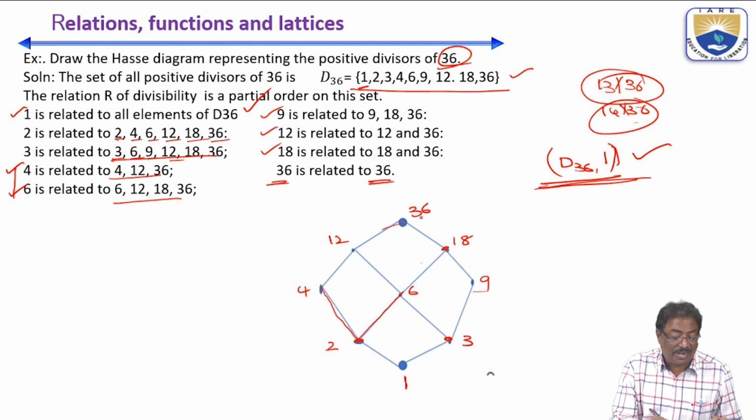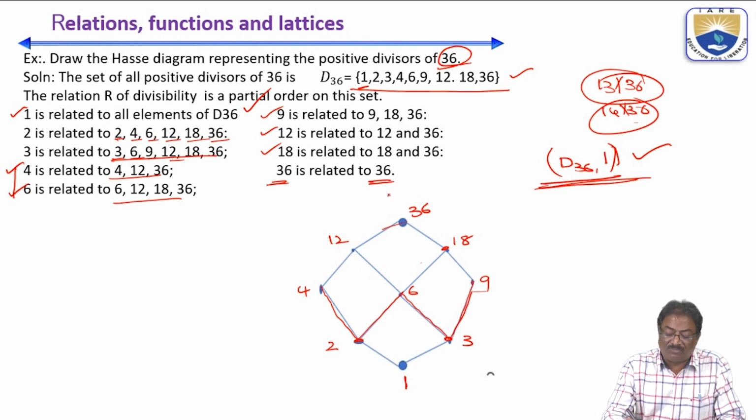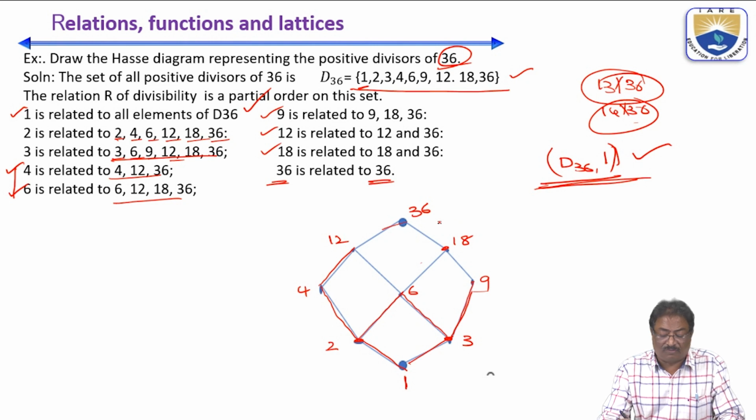Whereas 3, if I am considering, 3 is related to 3, 3 is related to 6, and 3 is related to 9. Of course, by transitiveness, the above elements are also related. Now coming to 4, 4 is related to 4, and 4 is related to 12, and 4 is related to 36 by transitivity itself. 6, if I am taking, 6 is related to 6, and 6 is related to 12, because 6 divides 12, and 6 divides 18, and next 6 divides 36 also.